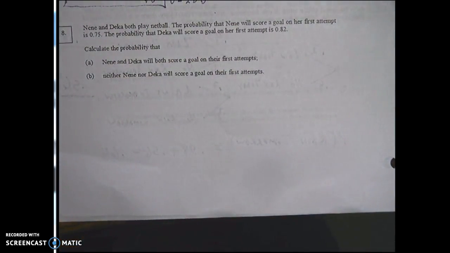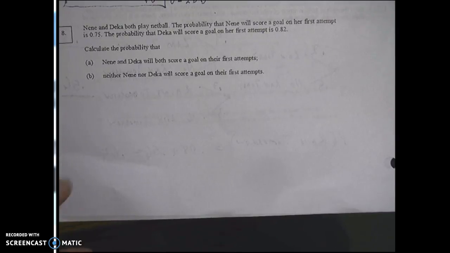Alright, this is the last one I want to do. Nene and Decca both play netball. The probability that Nene will score a goal on her first attempt is 0.75. The probability that Decca will score a goal on her first attempt is 0.82. Calculate the probability that Nene and Decca will both score on the first attempt. Neither Nene nor Decca will score a goal on their first attempt.